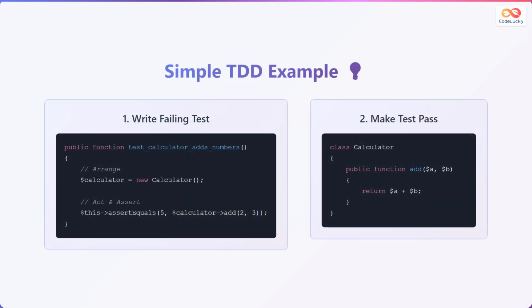Let's look at a simple test-driven development example. First, write a failing test. In this example, we are creating a test to check if the calculator adds numbers correctly. Next, make the test pass by writing the simplest code possible. Here, we define a calculator class with an add function that returns the sum of two numbers.